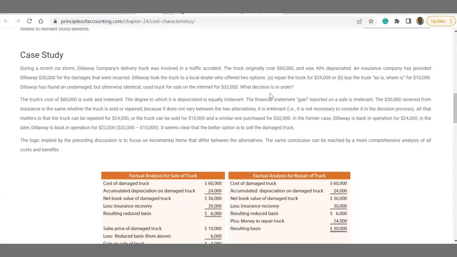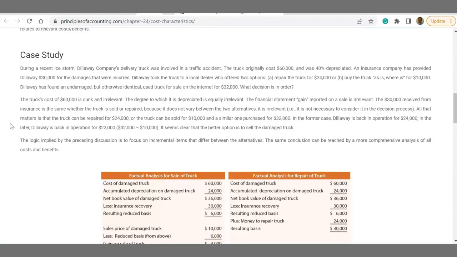What decisions are the best for this company? So the option one is to fix the truck for $24,000. They got already $30,000 from the insurance company, or they offered to buy the truck as is. And they found something just like that on the internet, $32,000.